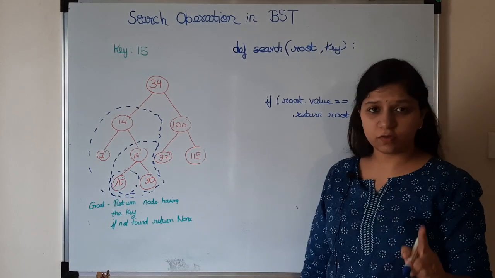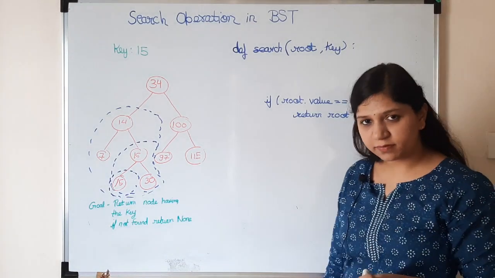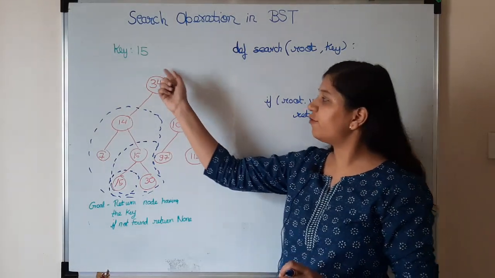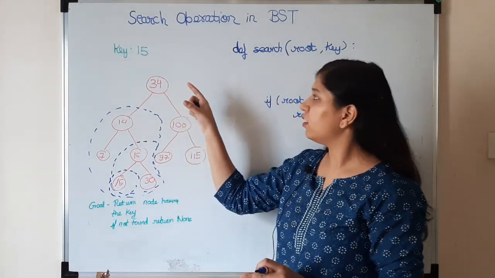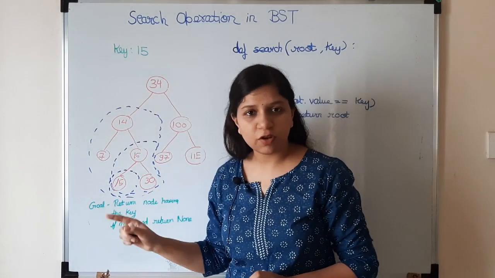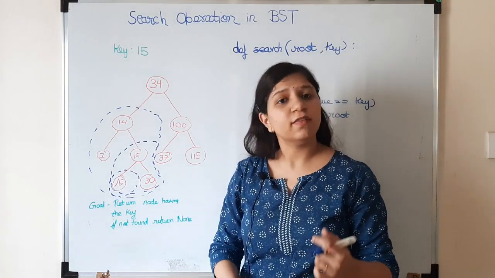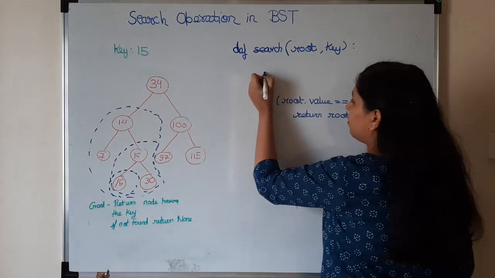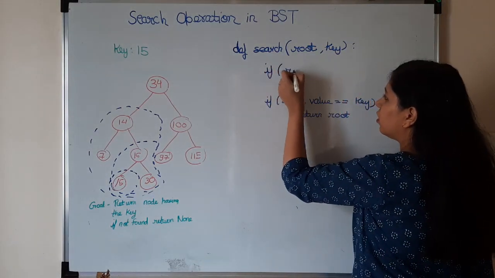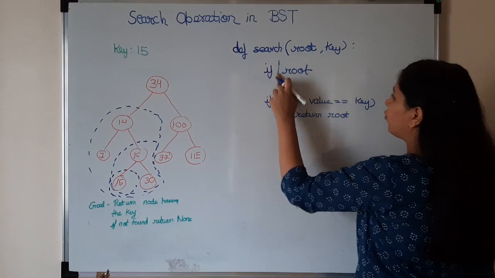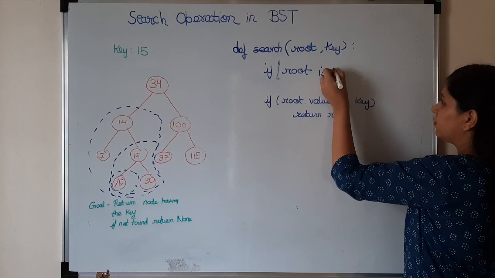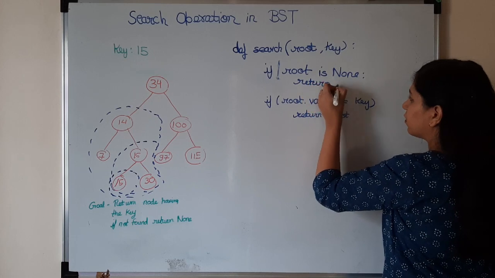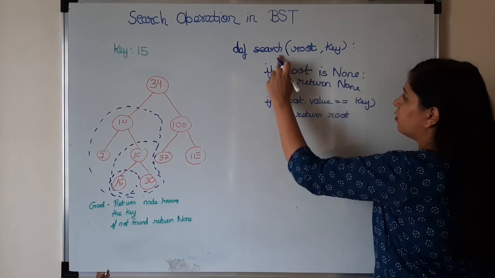Okay, now there's one more thing. If root is none, at any point, what should you do? Let's say root itself would have been none. In that case you will not be able to find the key in this tree because root itself is none. So you will return none, because you are not able to find 15 here. So one case: if root is none, return none. Clear?